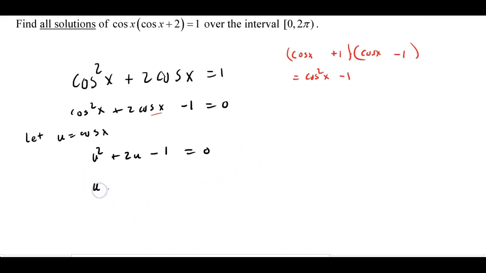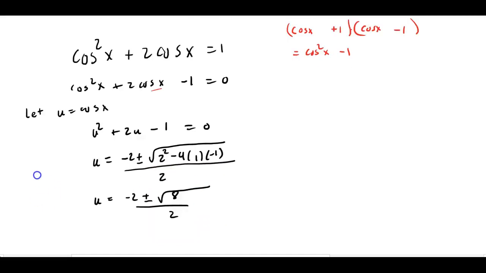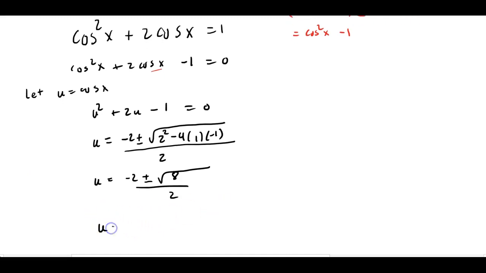So the quadratic formula states that the solutions to this will have the form u equals negative b, so in this case negative 2, plus or minus the square root of b squared, so 2 squared, minus 4 times ac, so 1 times negative 1, all over 2 times a, so 2 times 1, so 2. So simplifying, we get u equals negative 2 plus or minus the square root of 4 plus 4, 8, all over 2.